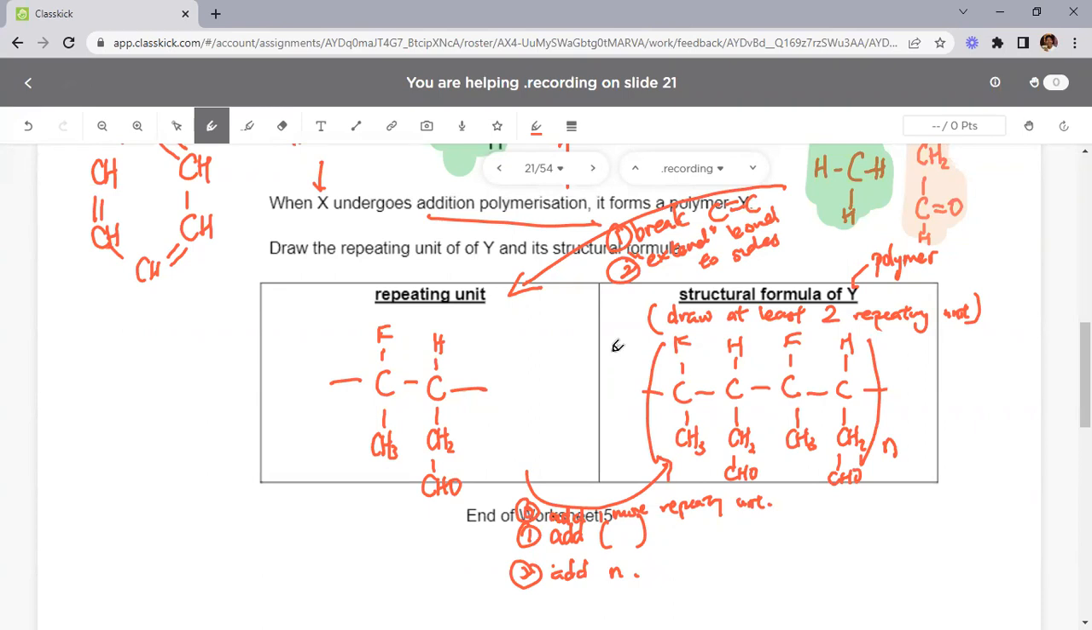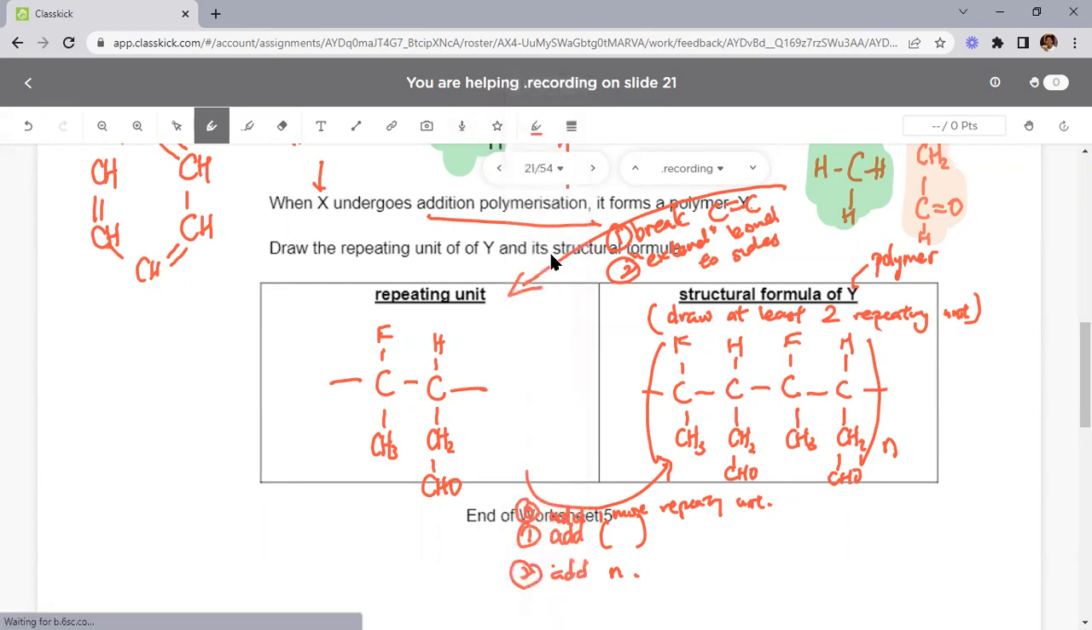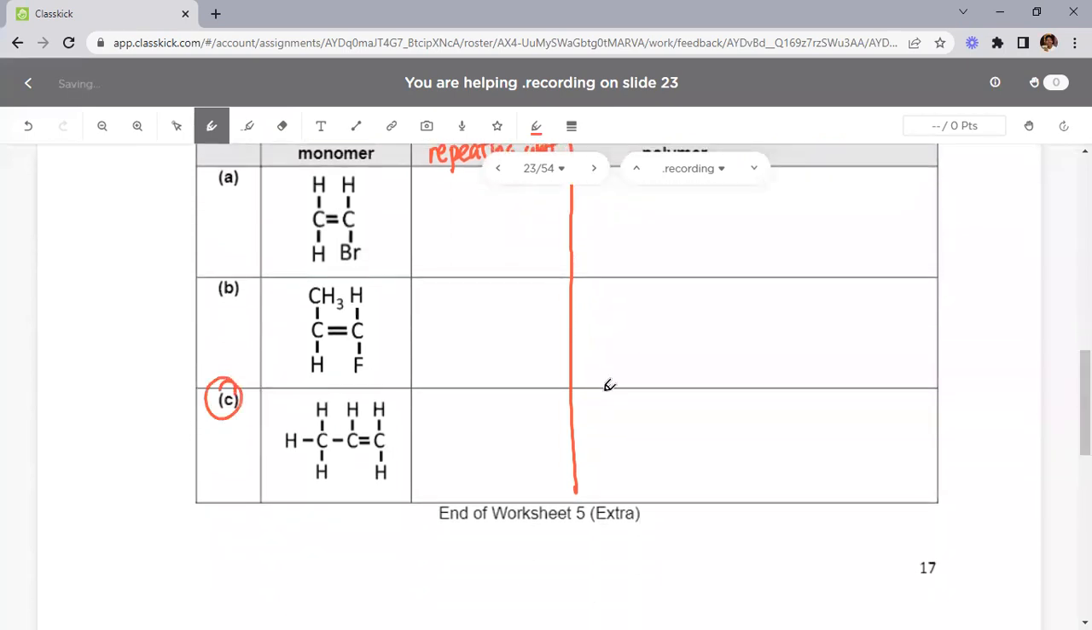Now, of course, you need a bit of practice lah. So this is where we're going to do the final practice, okay, final practice. So let's go to slide 23. Okay, you have this 7A, 7B, 7C. Okay, I want you to draw a line over here. Instead of straight away jumping to the polymer, I want you to first draw for me the repeating unit. Okay, before you get to the polymer. Second thing, I want you to take note, C, you need to rearrange it a little bit.